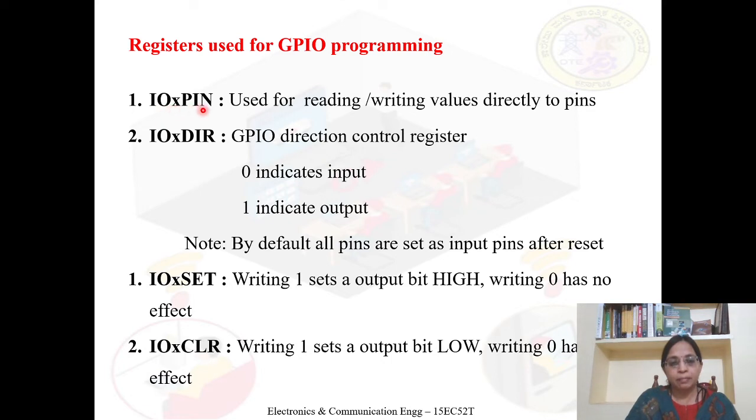So here if we write IO0PIN, then it is the pin register of port 0. Now let us see what is the role of all these four registers. The first one is the pin register. What is the use? It is used for reading or writing values directly to the pins. And the second one is the direction register. Here in this direction register, if I write 0 into any particular bit, then that particular pin will become an input pin, and writing 1 will make that particular pin an output pin.